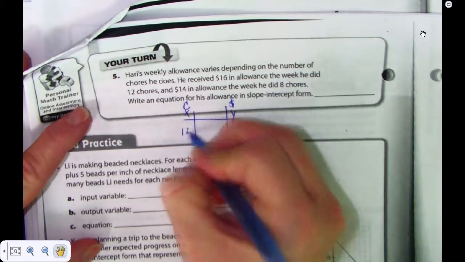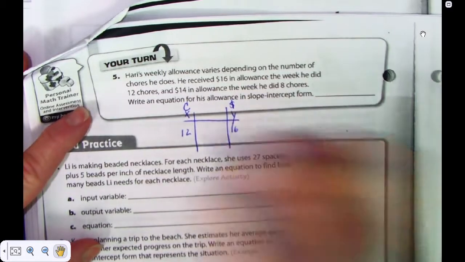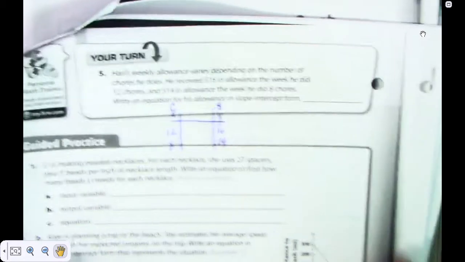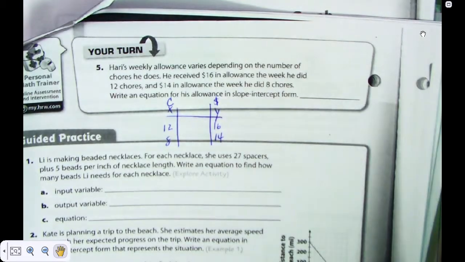Okay, so let's fill in. So 12 chores is $16, and 8 chores is $14. Correct? Okay, now, how in the world am I going to find slope? Some of us don't know how to do this on a graph. Daniel?